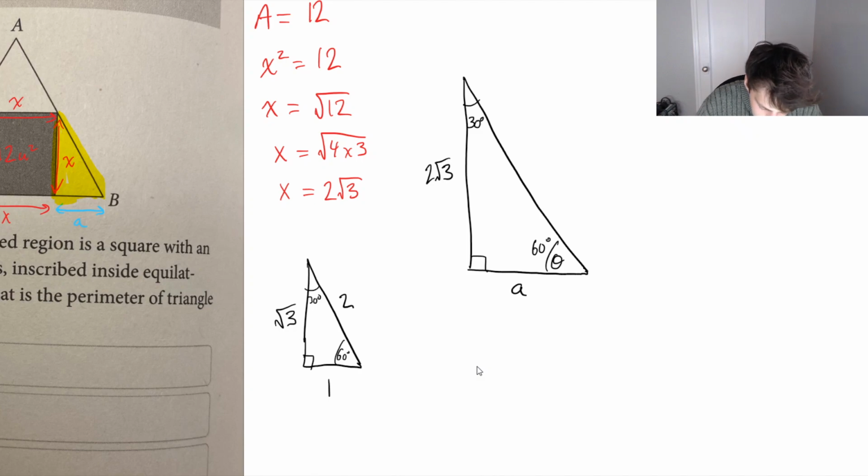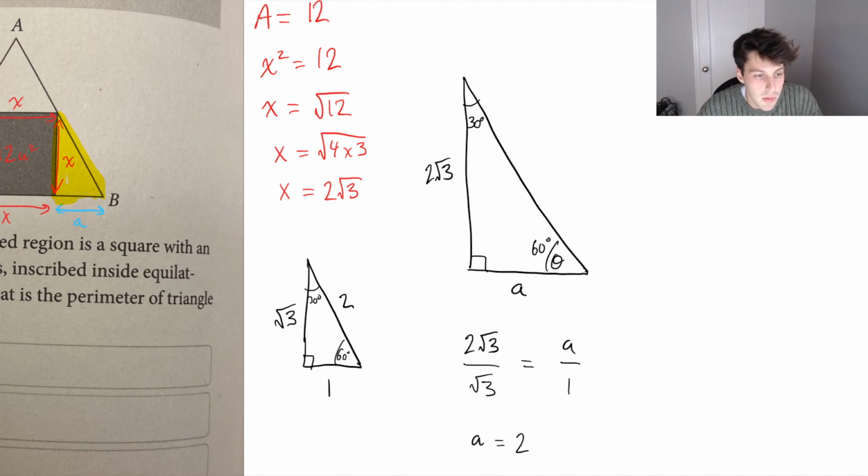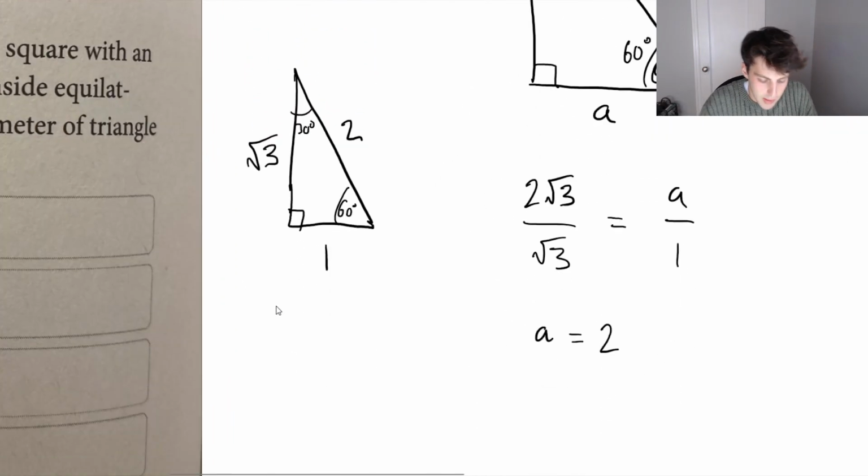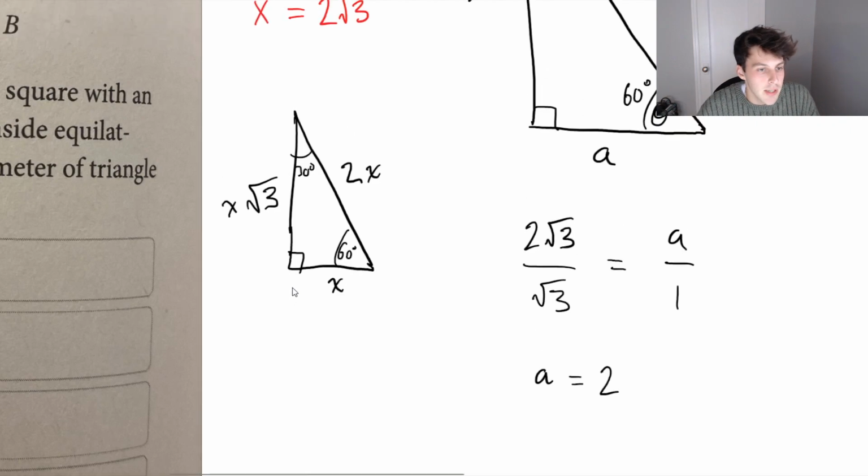Okay, we can see that 2 root 3 over root 3 is just going to be equal to A over 1, right? So I've kind of just set it up here like similar triangles, right? I can see that because it's the special triangle. Maybe this doesn't make sense in your head, but however you want to use your special triangle, you can solve it that way too, right? Sometimes you might just learn the special triangle as x root 3, 2x, and this is x. It's really all the same thing, right?